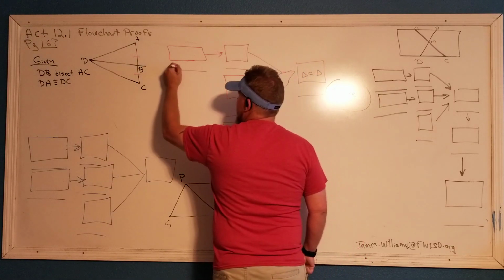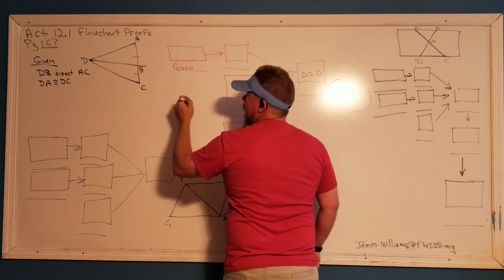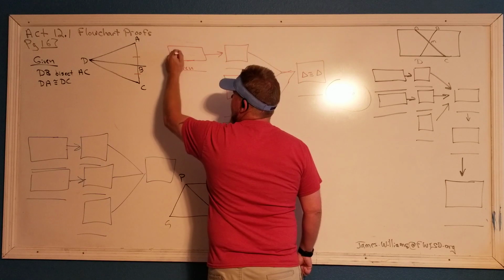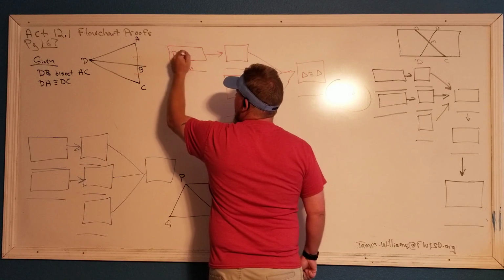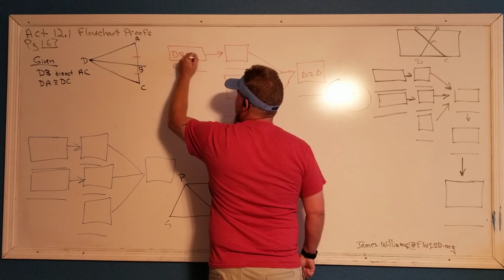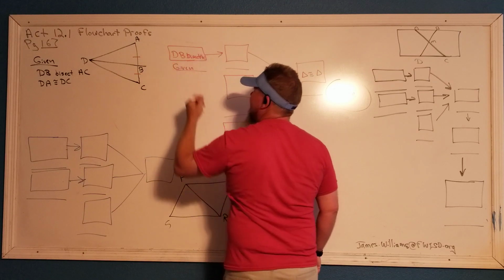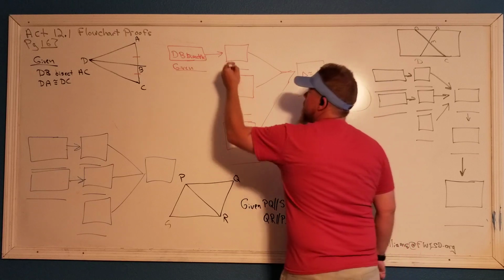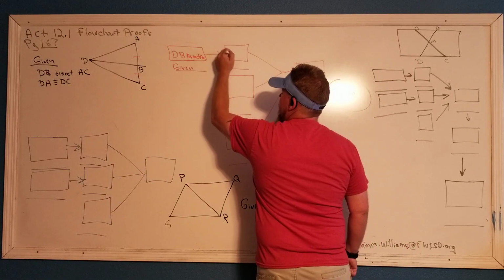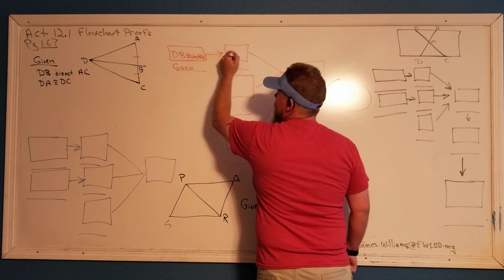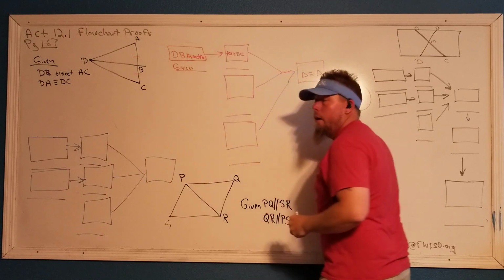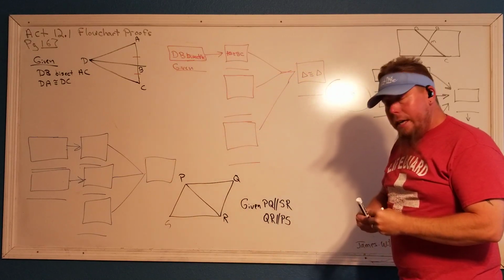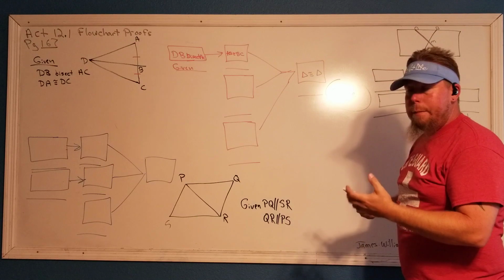So your first box is always going to be your given. And then we simply write whatever they said. DB bisects AC. Okay? And again, why do we care that it bisects? Because it's bisected, it tells me that the parts are congruent. So AB is congruent to BC. All right? Now, keep in mind, AB is the same as BA. Like, if we're talking a segment, the order doesn't matter.